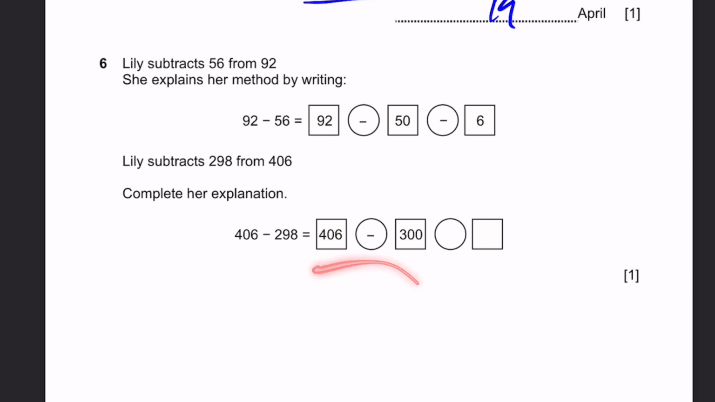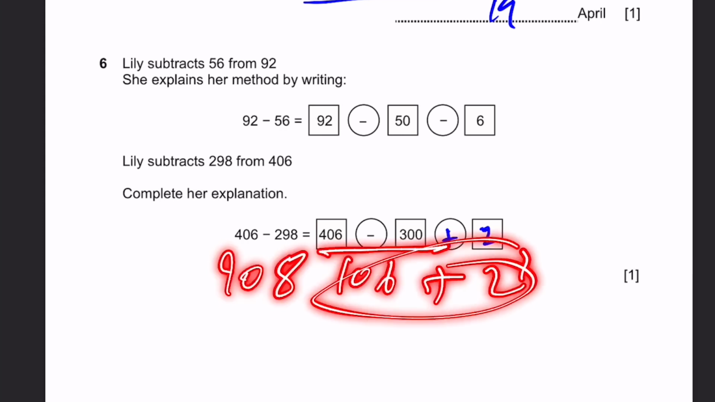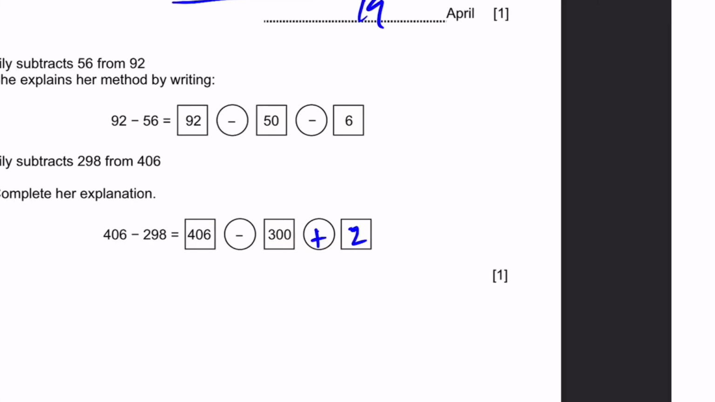So 406 minus 300 is not equal to 406 minus 298, because we subtract another 2. So to make it equal, we have to add 2 to make it come back. And if we did the operation, this will be 108 over here, and this will be 106. So you have to add 2 to get 108. That's the answer.